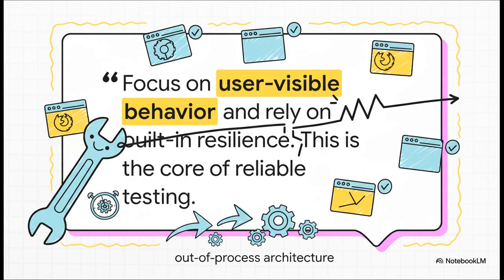At the end of the day, it really just comes down to this. Focus on testing what your user can actually see and do, and let the framework's built-in smarts handle all the tricky timing stuff for you. If you can really internalize that one principle, I guarantee you'll be writing tests that are more stable and more reliable than what 80% of people out there are doing today.